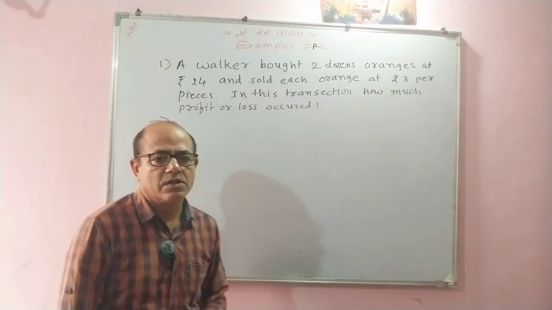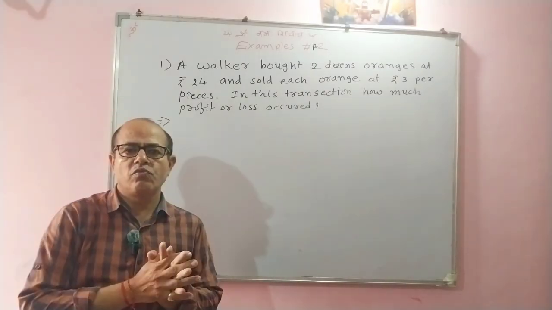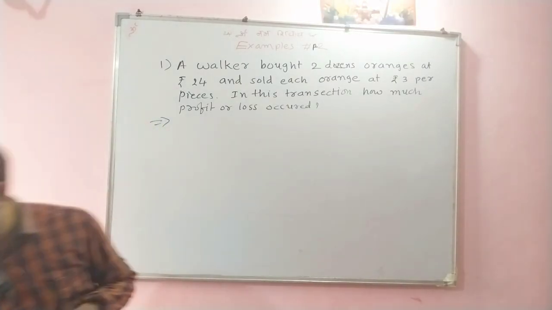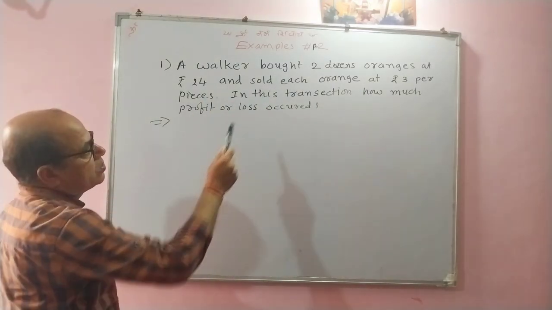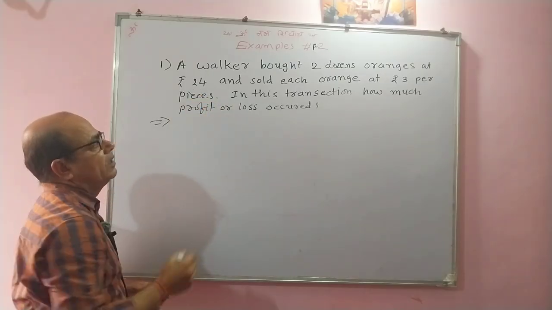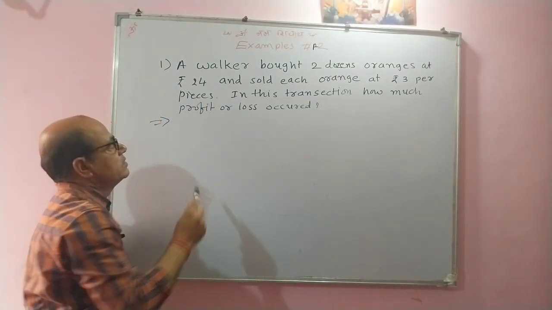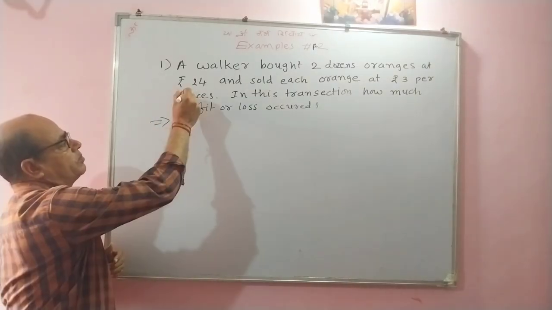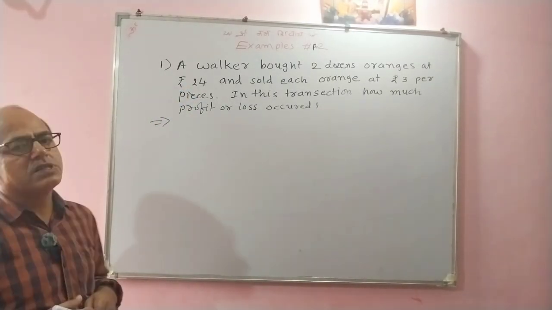Hello students, today we are doing examples part 2, profit and loss. Now see, the first example: a worker bought 2 dozen oranges at rupees 24 and sold each orange at rupees 3 per piece. In this transaction, how much profit or loss occurs?